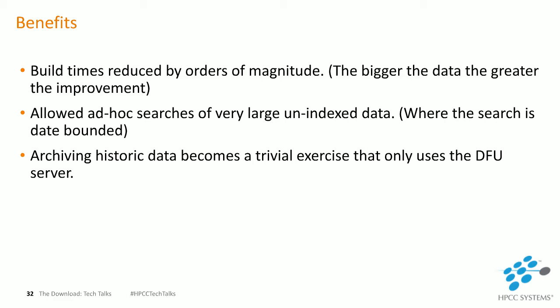There's a third benefit: when you're archiving historic data, you don't have to do anything on Thor at all. Basically, you just take the oldest month's logical files out of the current super file, put them back in your archiving server, and you've completed the archiving of historic data. You don't have to touch Thor at all. It's just a drop from a super file and a move elsewhere. This has really been very, very useful, and all our product lines in the UK in risk use this functionality.